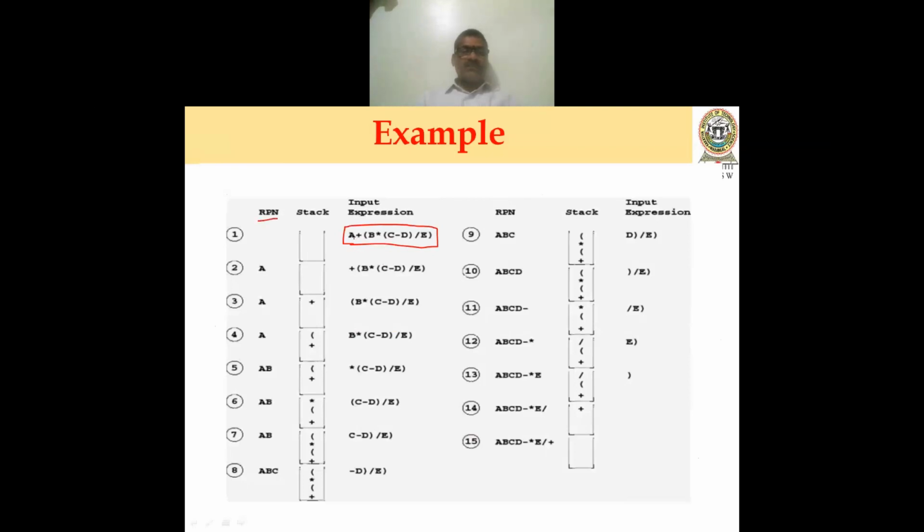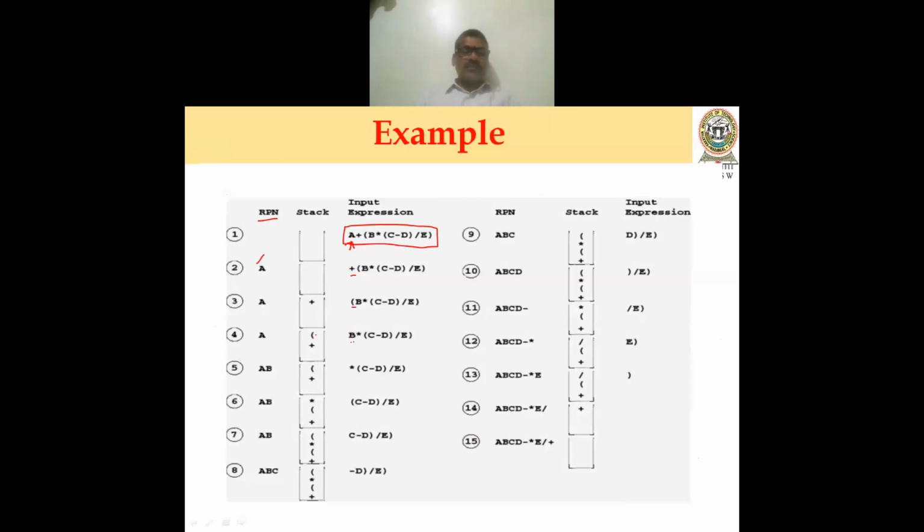In the first step, what we are reading here is an operand, so we have to add it to the RPN. The stack is empty only. Next we will read plus. Since plus is an operator, we push that operator into the stack. Then we read the opening parenthesis. Once you read the opening parenthesis, we have to push it into the stack.